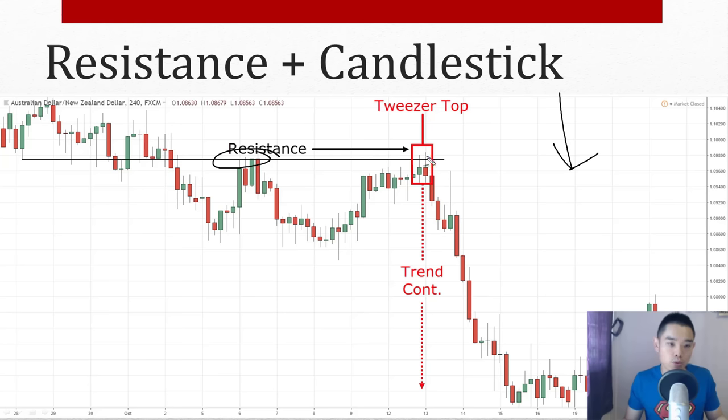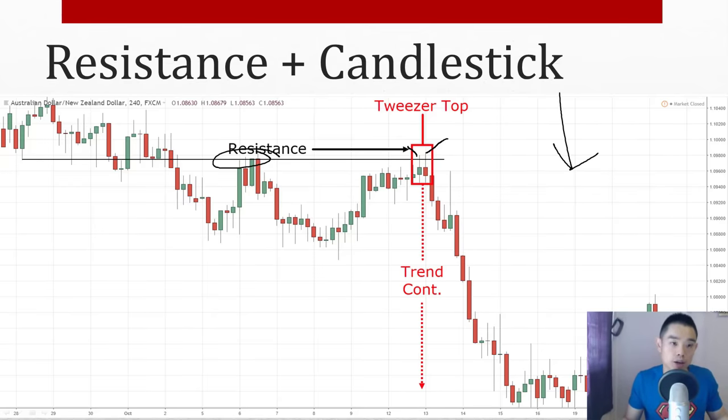Yes, we have this tweezer top over here, right? Price rejected once and rejected twice, based on this long upper wick on this candlestick pattern. So it's telling you that the market is rejecting higher prices in a downtrend at an area of value, which is resistance. So this is a possible shorting opportunity, right, to go short.